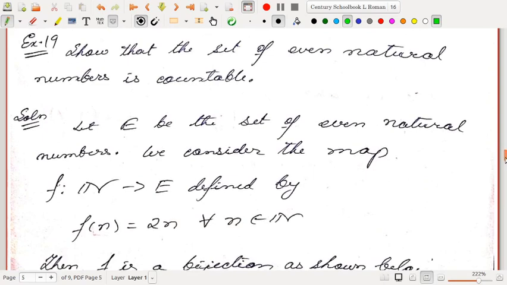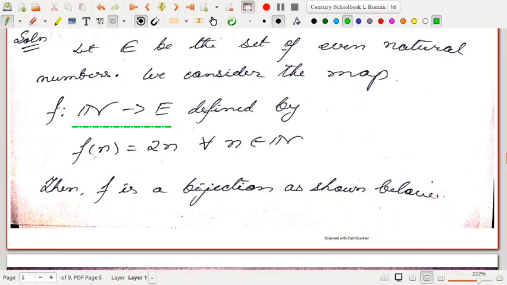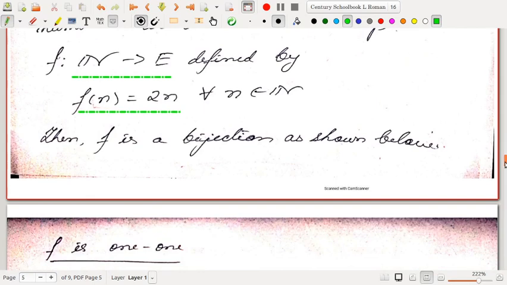So first result, let us try to show that the set of even natural numbers is countable. So the illustration that I showed you, let A be the set of even natural numbers. We consider the map f from N to E, the set of natural numbers to the set of even numbers, defined by the natural way that we had already shown. f of n is equal to 2n for every natural number, right? Then f is a bijection as shown below.